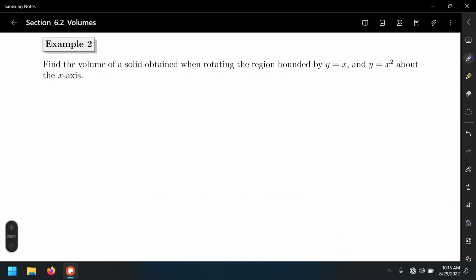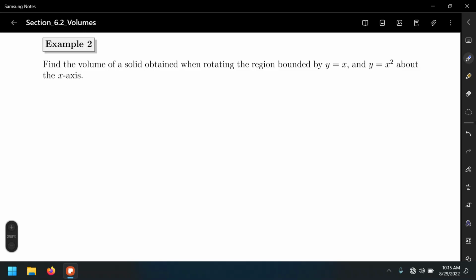So they're asking us to find the volume of a solid obtained when rotating the region bounded by y equals x, y equals x squared about the x-axis, and this is it. This time they're not telling us any limits of integration, they're not giving us any additional information, but the mechanics are very similar to what we did last time.